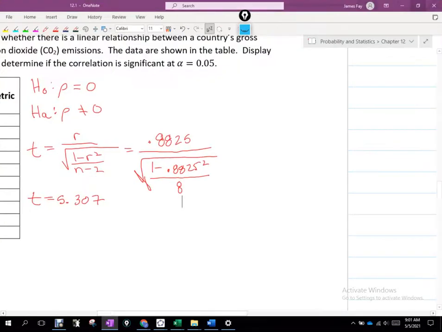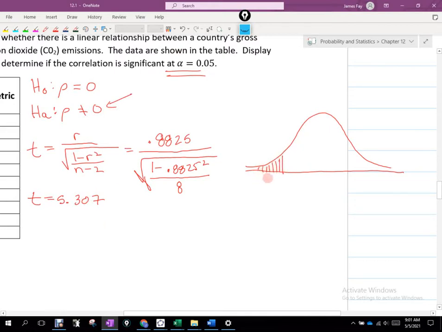Now we have to figure out, okay, well, what do I compare that to? Alpha was 5%. Remember it's the T distribution, so we need to take our T distribution curve, and because it's a two-tailed test, we're going to have 0.025 in that area and 0.025 in that area, right? Now we need to find what those critical values are so we can compare it to 5.307.